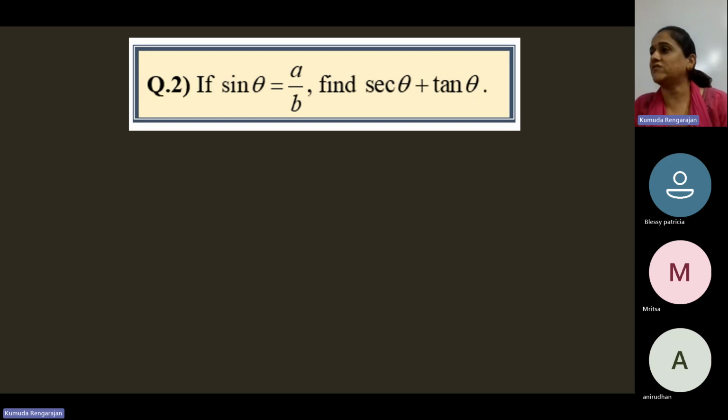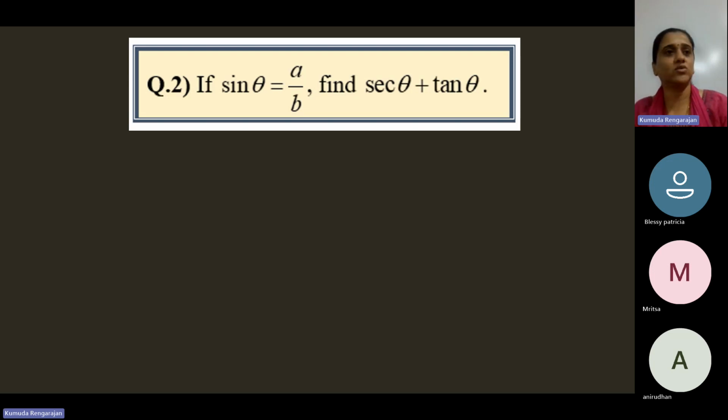Find secant theta using the definition. What is secant theta? Hypotenuse by adjacent. And tan theta? In terms of opposite, adjacent, hypotenuse, what is tan theta? Opposite by adjacent. All right, that's it. So find secant theta from the right triangle, find tan theta from the right triangle, and add.